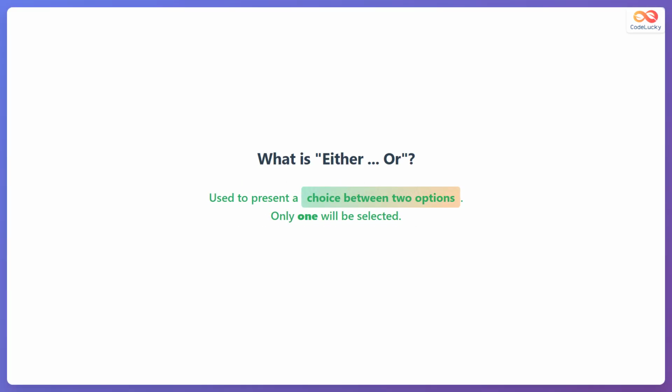Either ... or presents a choice between two options. It means only one of these two will be selected, not both. Use this structure when someone must choose exactly one thing from two possibilities.